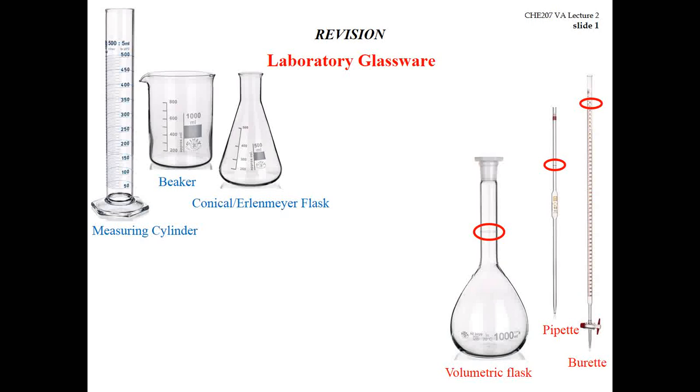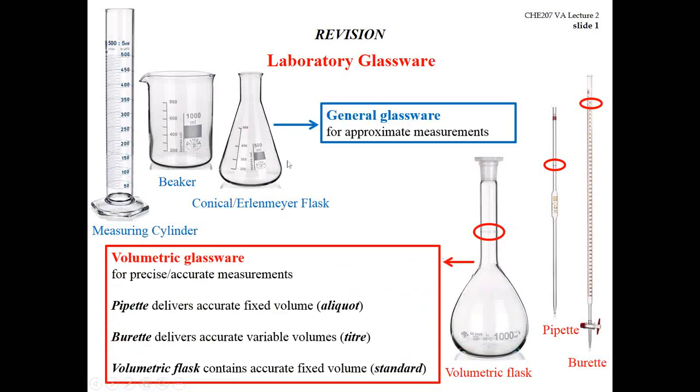In this lecture, we are looking at the requirement for a titration. So first of all, we have an overview of glassware. You have used measuring cylinder, beaker, conical flask, volumetric flask, pipette, and burette. We can see that we have two groups here. The first group, we call them general glassware. They are for general use.